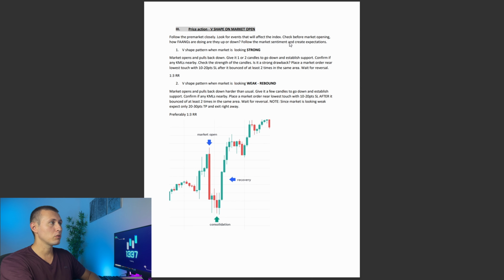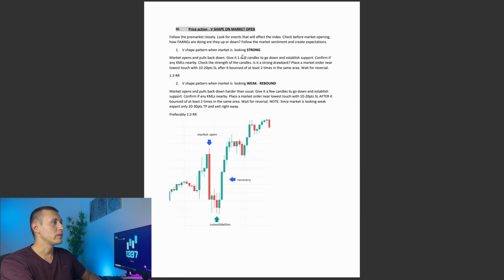It says follow the pre-market closely. Look for events that will affect the index. Check before market opening how FANGs or big companies are doing. Are they up or down? Follow the market sentiment and create expectations. So basically, just analyze the pre-market and how the big companies are doing. Like, if I'm trading Nasdaq, I need to analyze how Tesla, Microsoft, Google, Facebook are doing, etc.